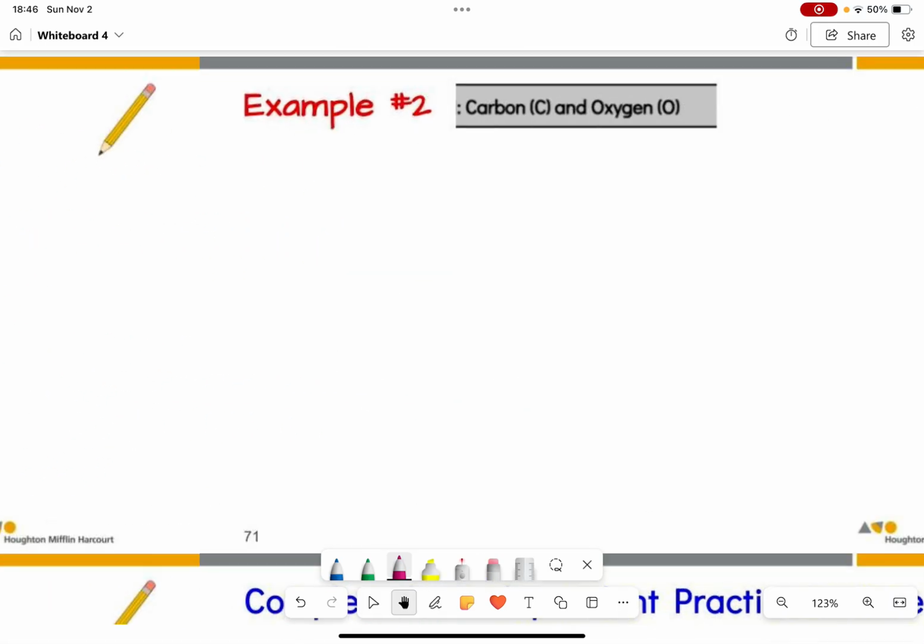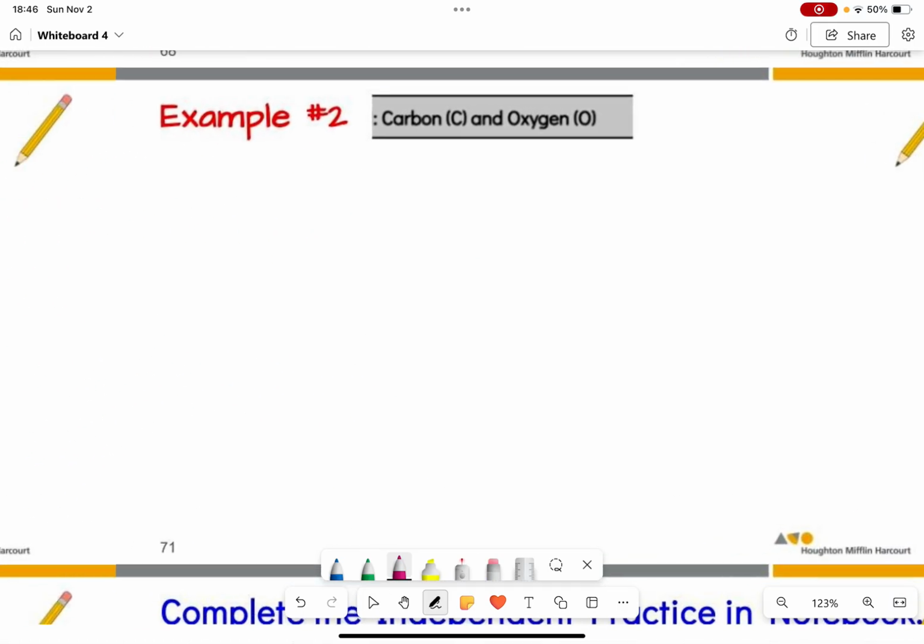And so then we're going to do one more together. We're going to do carbon and oxygen. So carbon has 4 valence electrons. Oxygen has 6. Because carbon has less, I'm going to put it in the center. And then I'm going to put oxygen on the outside. 1, 2, 3, 4, 5, 6.